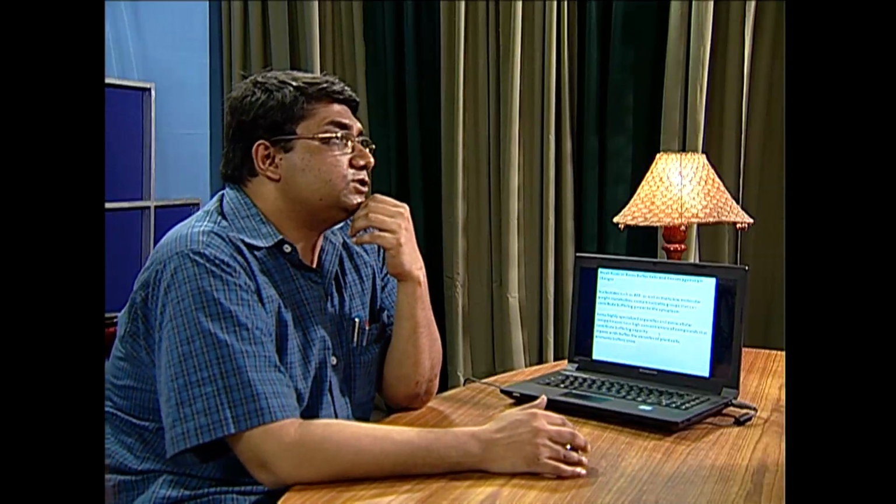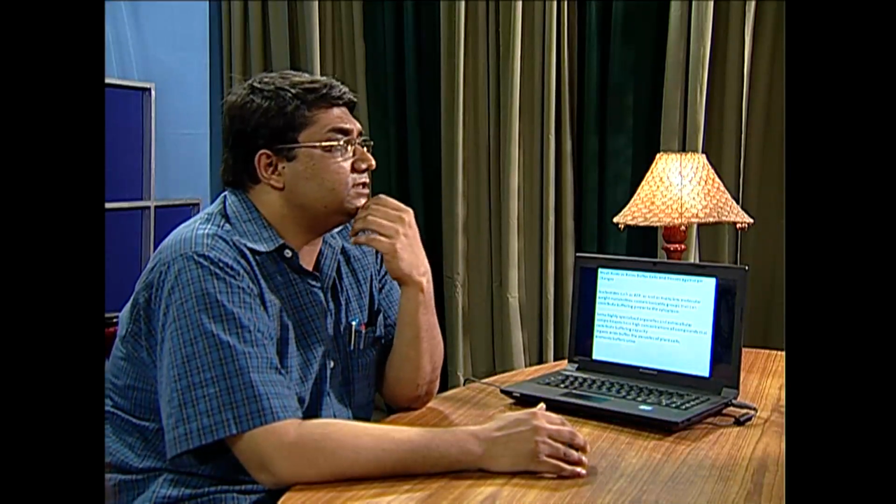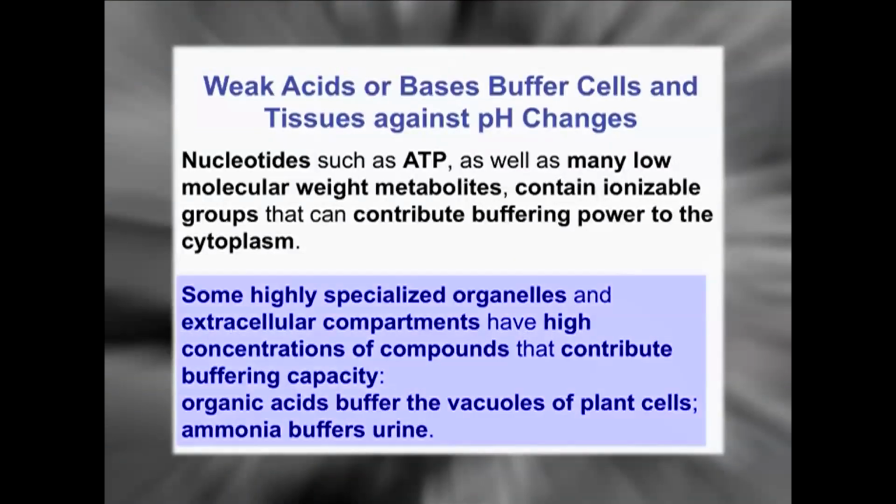Many other small molecules, like many different metabolites such as the nucleotides, ATP and many others, can exist in different ionizable forms, and consequently they can also act as buffers. Some special mechanisms are there for some special organelles and unique extracellular compartments. Usually they accumulate high concentrations of certain compounds that increase their buffer capacity. For example, in plant cell vacuoles, a lot of organic acids are there to act as buffers. Then urine is buffered by a significant amount of ammonia present within it.